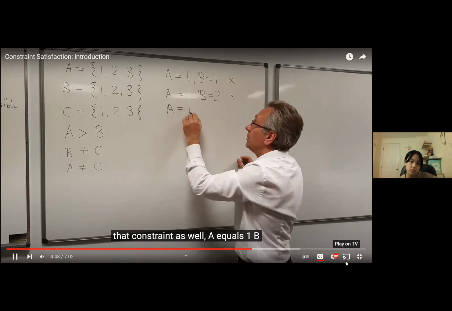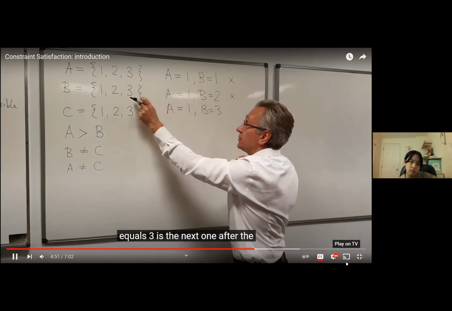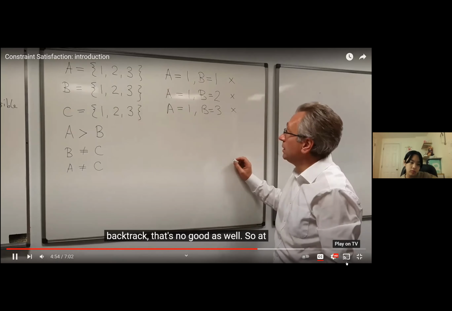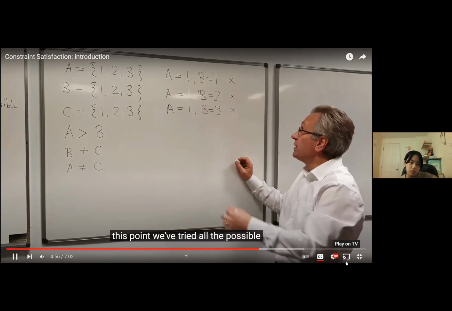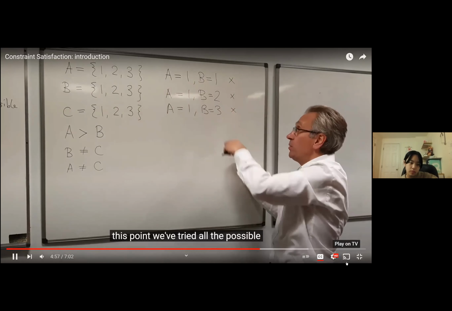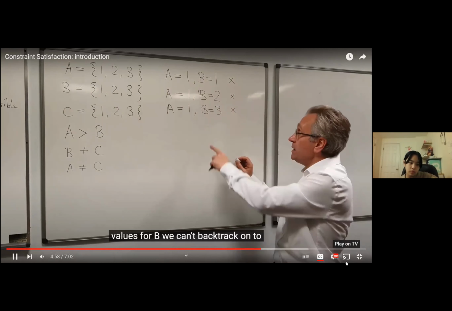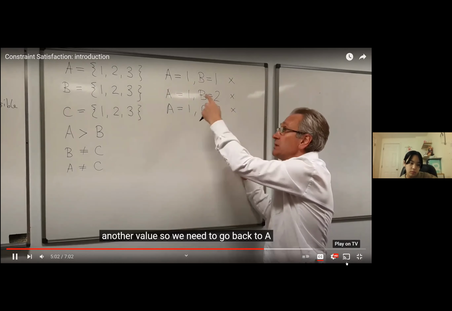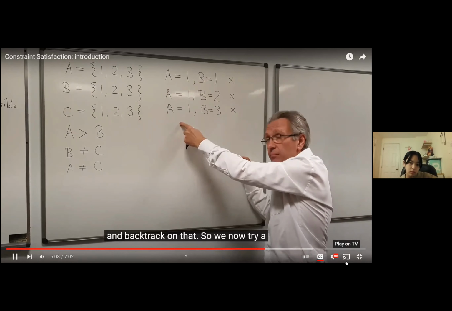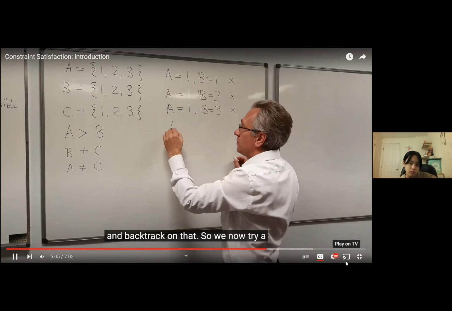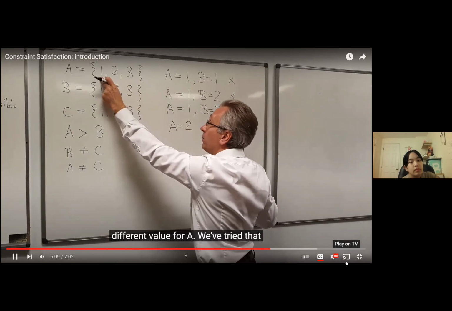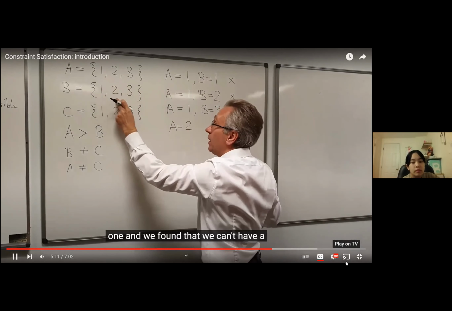A equals 1, B equals 3 is the next one after the backtrack. That's no good as well. So at this point, we've tried all the possible values for B. We can't backtrack onto another value. So we need to go back to A and backtrack on that. So we now try a different value for A. We've tried that one and we found that we can't have a value for B. So now we're going to try that one.